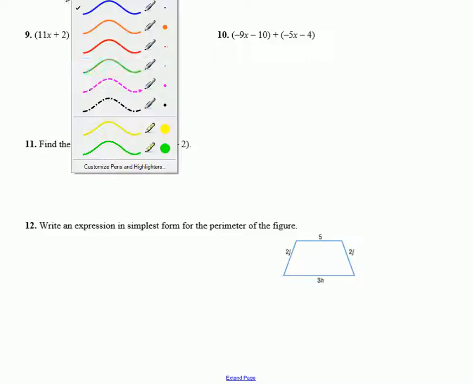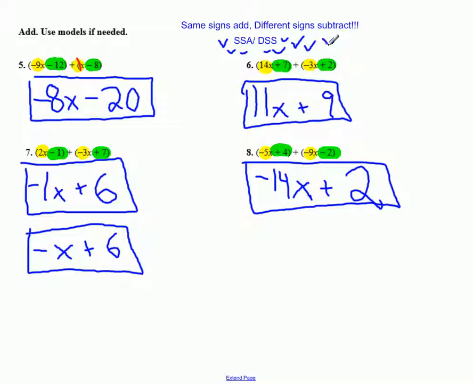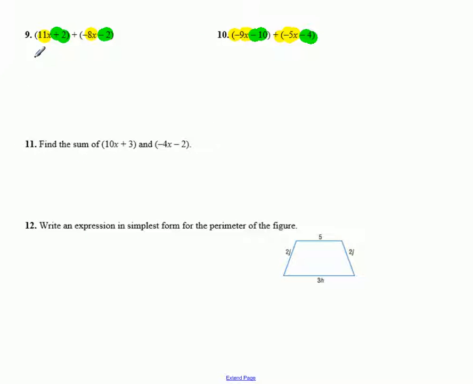All right, final couple examples. 11, negative 8x, negative 9, and negative 5 over here for my variables. Positive 2 and negative 2, negative 10 and negative 4. And here we go. So 11x and negative 8x. Oh, I gotta go back to my different signs subtract. So I get 11 minus 8 makes 3x.